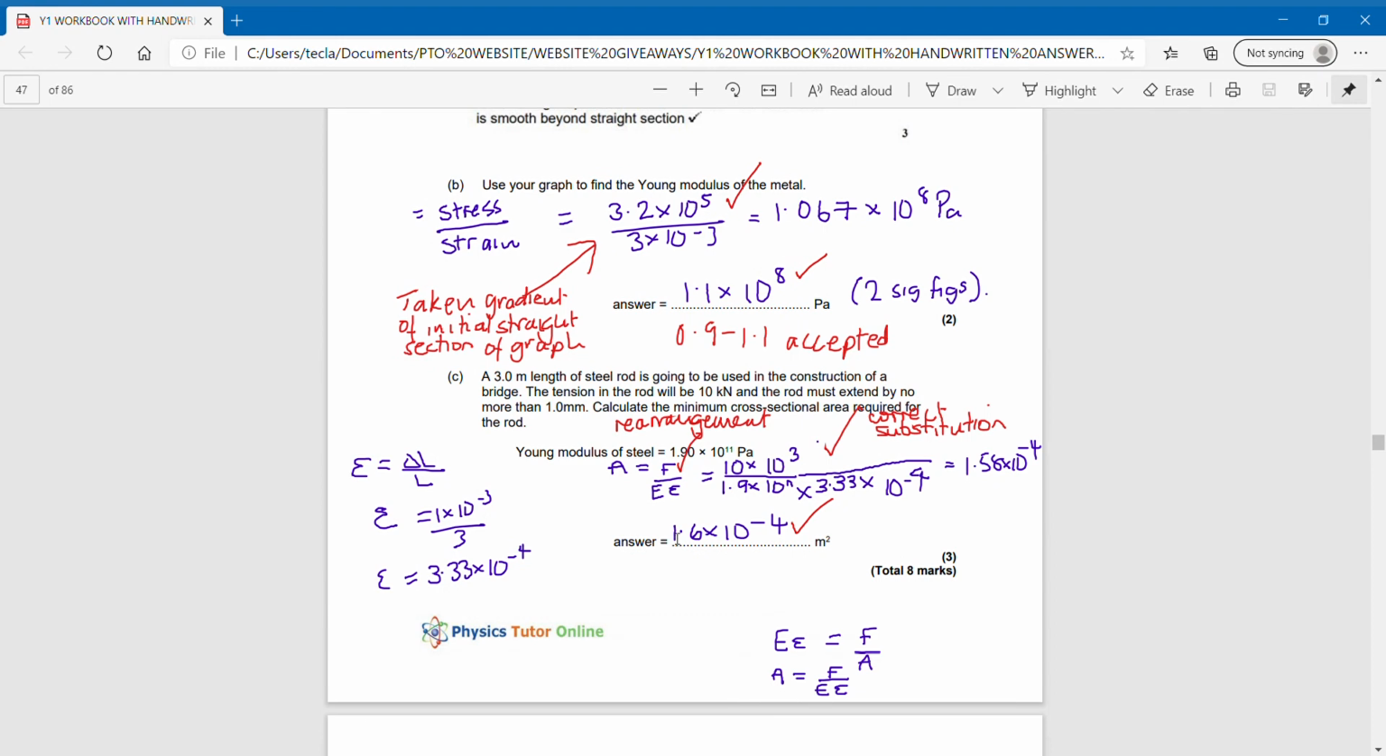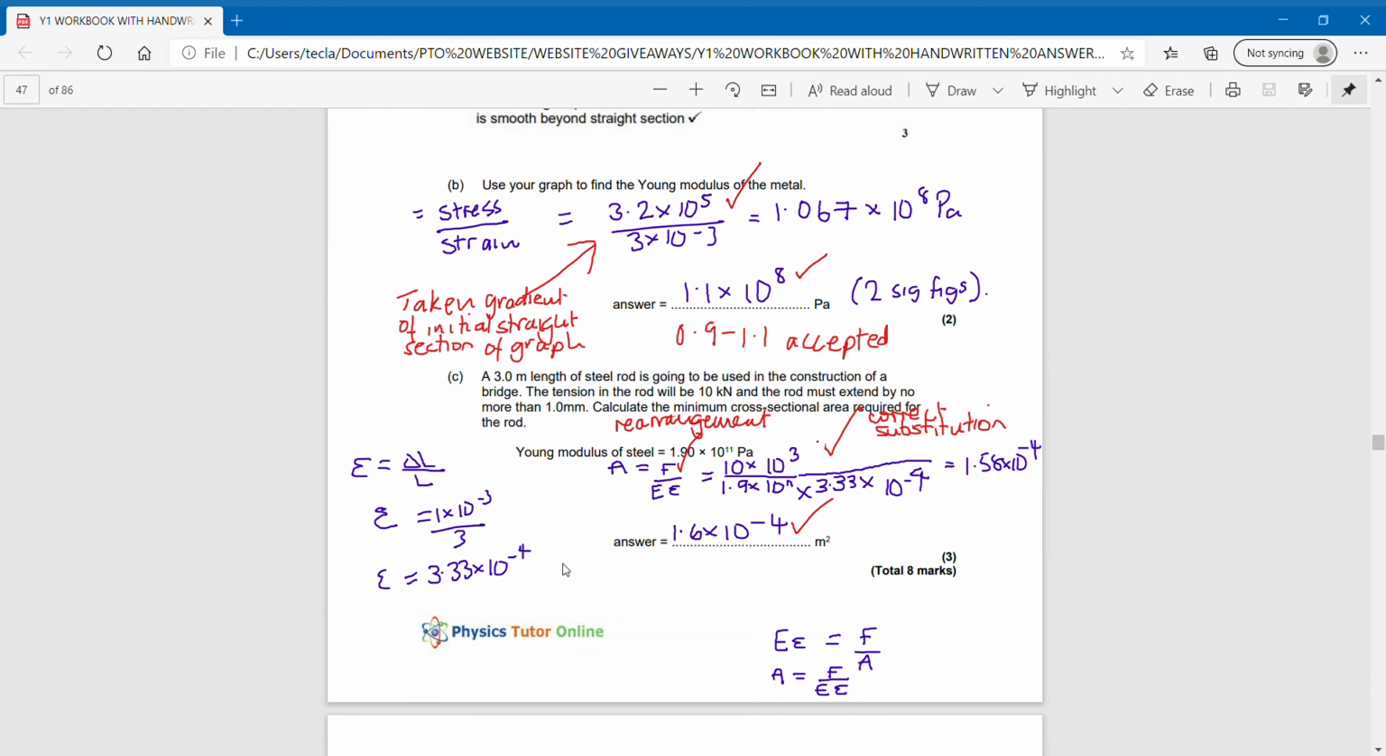For part C, we are calculating the minimum cross-sectional area required for the rod. So we are rearranging our equation. So Young modulus equals stress over strain. So Young modulus times strain equals stress. Stress is force over area. And then rearranging that in terms of area. So area equals force divided by Young modulus times strain.